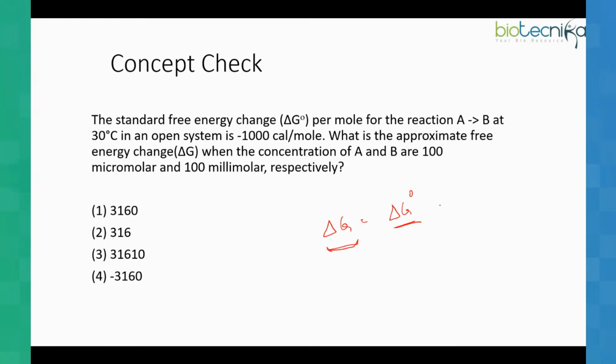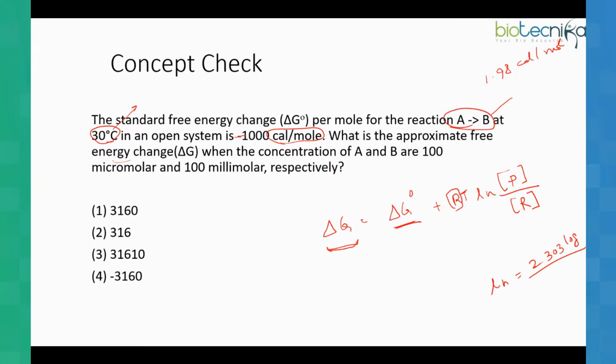So delta G is equal to delta G0 plus RT ln KEQ in case of equilibrium, but in other cases it will be the concentration of product by concentration of reactant. Instead of ln, you can use 2.303 log. And delta G0 is already given as minus 1000 calorie per mole. Accordingly, the gas constant also you should take in calorie per mole only, which is 1.98. Temperature never in centigrade, you always have to take in Kelvin. So 30 plus 273.